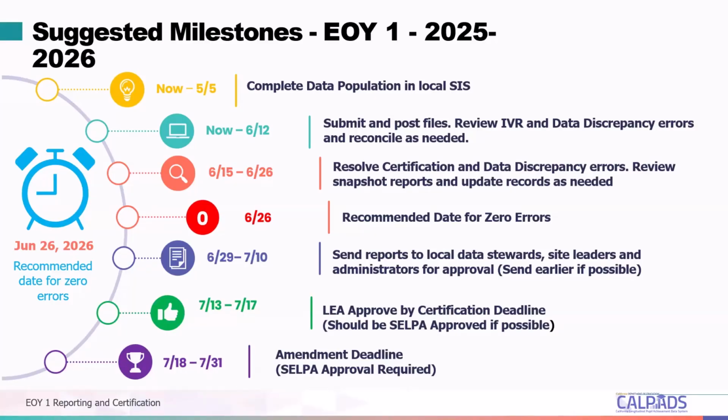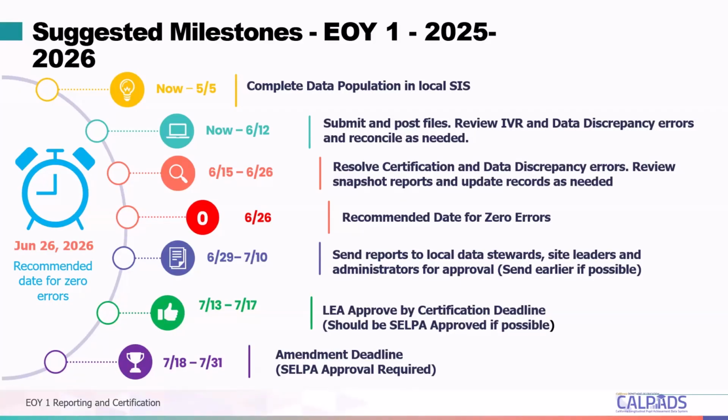And if you're a district that goes the full length of the academic year, perhaps your last day is 6/30. This is just recommended for all districts, not used specifically. You have to make your own timelines, but the recommended date for every LEA in California would be 6/26. 6/29 to 7/10, right? We expect you to send your reports to your local stewards, your stakeholders, those responsible for the data groups.